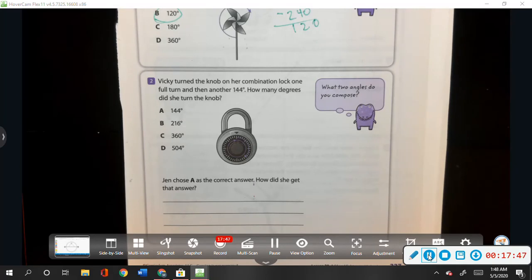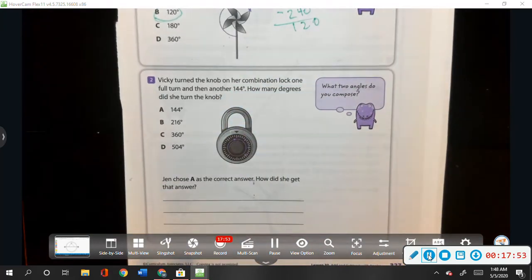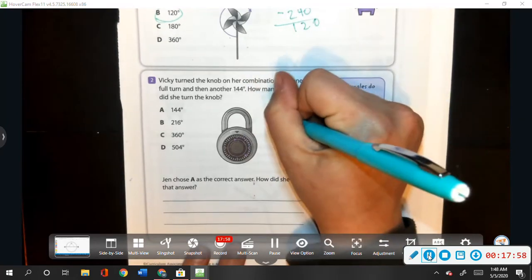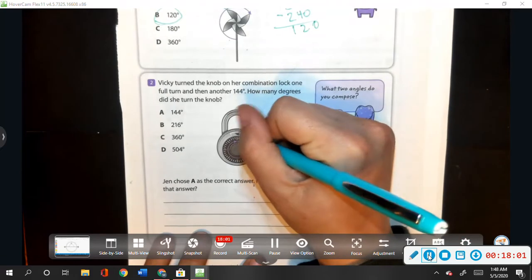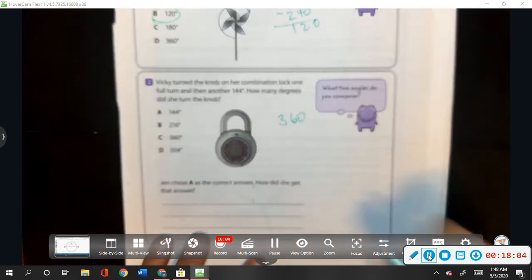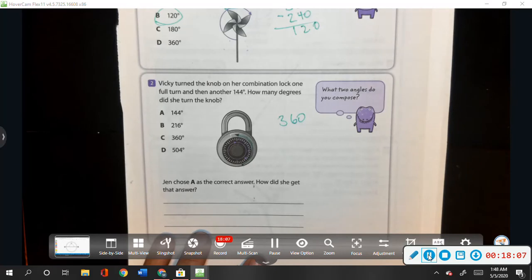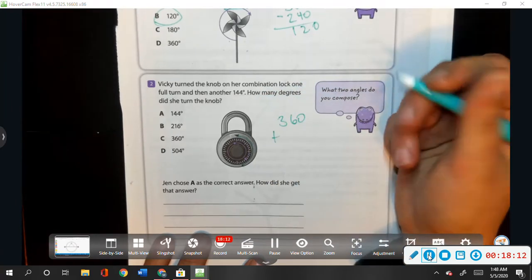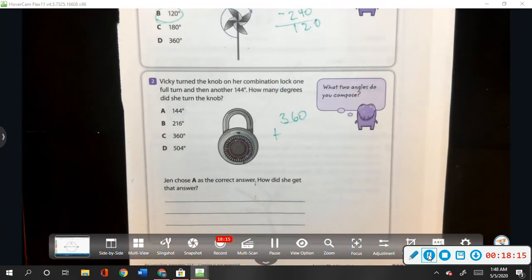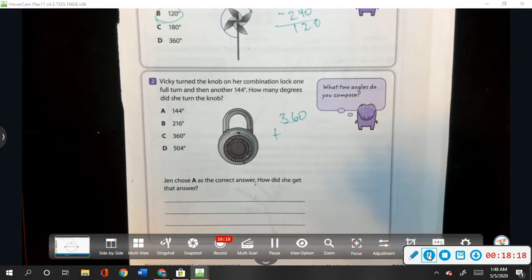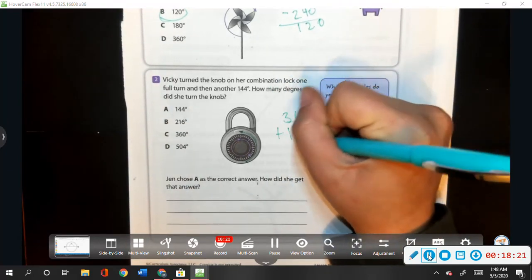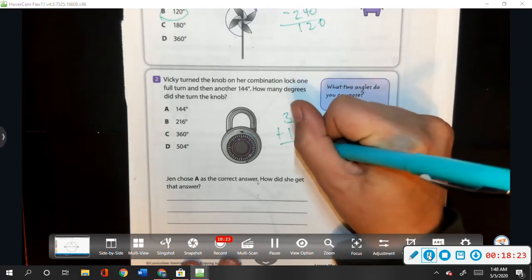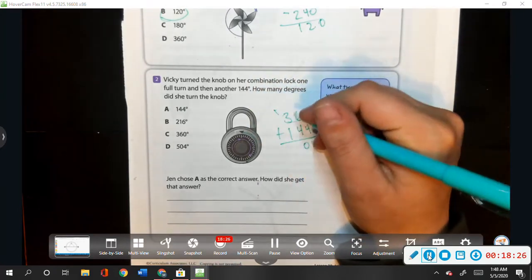Number 2. Vicky turned the knob on her combination lock one full turn and then another 144 degrees. How many degrees did she turn the knob? So she made one full turn on the lock, which was 360 degrees, right? But then she kept going and she went another 144 degrees. Another is one of our addition words, so we're going to add. We're going to add the 360 degrees, that one full turn that she's already done, and we're going to add 144 more degrees, which would be 5.